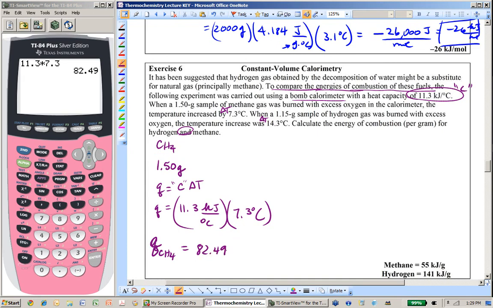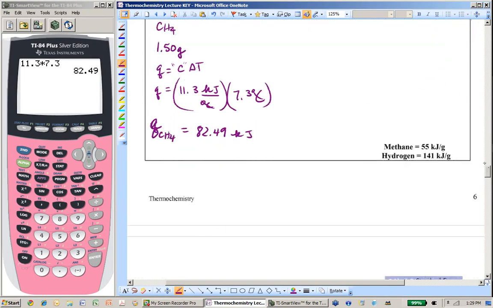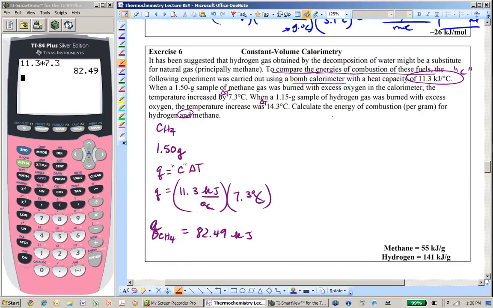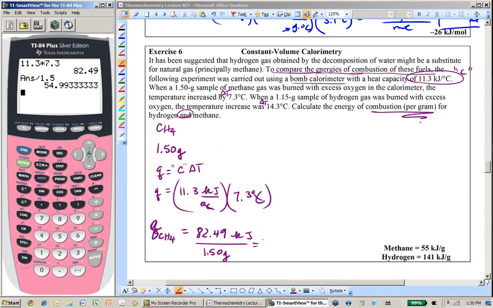Now here's the rub. So 82.49 kilojoules, because my degree C is canceled. But you got to realize that that isn't a fair fight, right? Because we're asked to calculate the energy of combustion per gram. So this was really done per, how much was this sample? Methane was 1.50 gram. So I need to really come back and make it per gram by dividing by the fact I had a 1.5 gram sample. And I get 54.99. Let's call that 55 kilojoules per gram for methane.